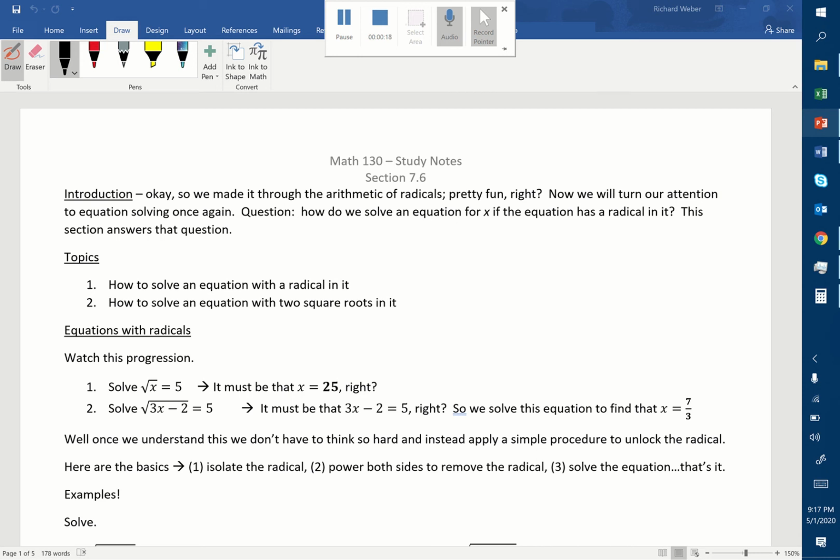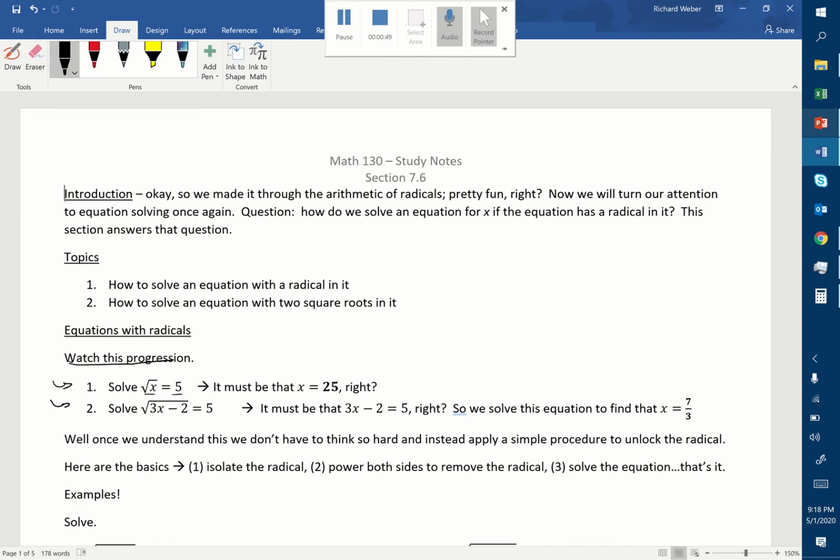Okay. This section I'm going to do in one lesson as well because there's not too many examples here. When I got into building it, I just went like, it's pretty much the same process over and over again. So basically, we're going to solve equations that have got square roots or cube roots or whatever in them. So I have here for you guys to just kind of watch a progression. It's kind of interesting. Okay, I say solve the square root of x is 5.